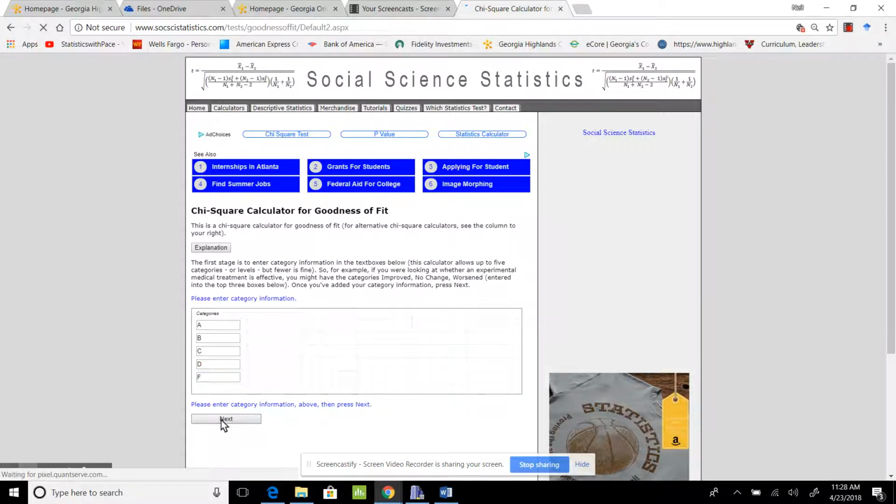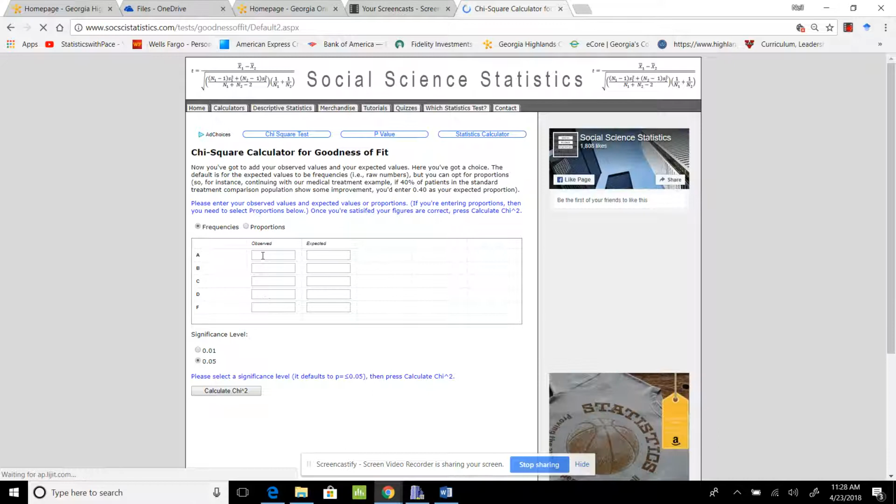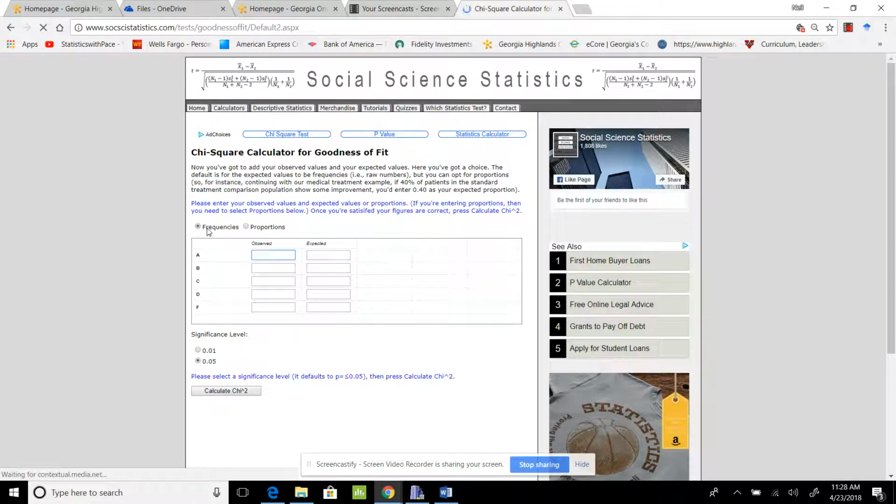I hit next. All right, so my observed, I'm going to keep as frequencies. Do not change it to proportions. Even though you're given them, it's going to confuse you. Keep it on frequencies and you'll be fine. So this is 5, this is 7, this is 5, this is 1, and this is 2. And then for my expected, it was 5, 6, 5, 2, and 2.